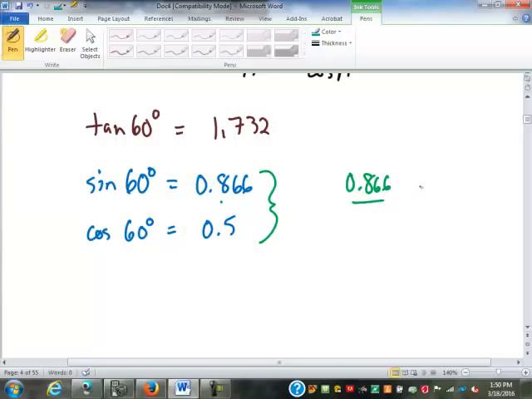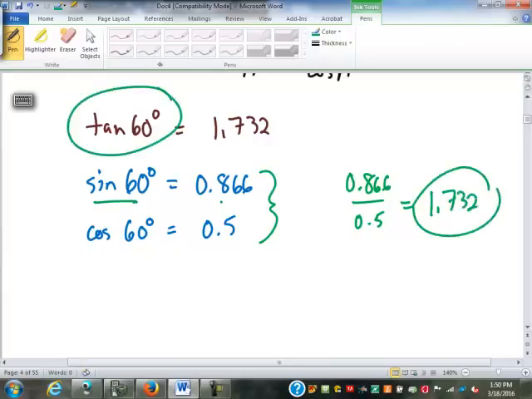Certain angles are very simple to calculate. So 0.866 divided by 0.5, that's sine divided by cosine, is 1.732. So it's true, the tangent of that angle is just equal to the sine of that angle divided by the cosine of that angle.